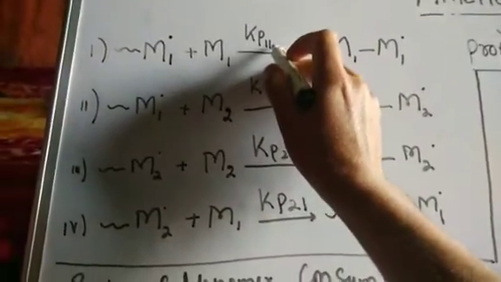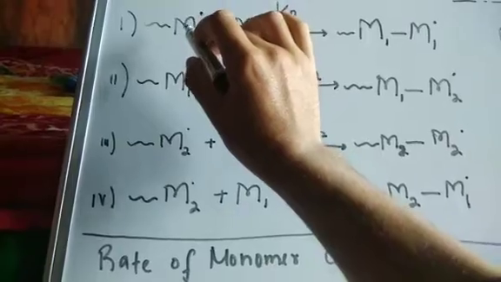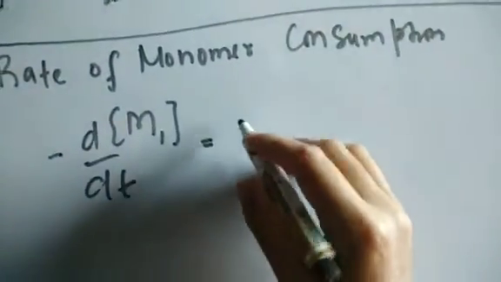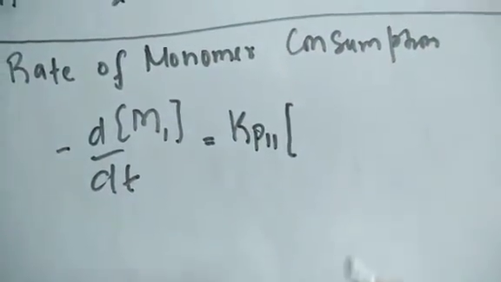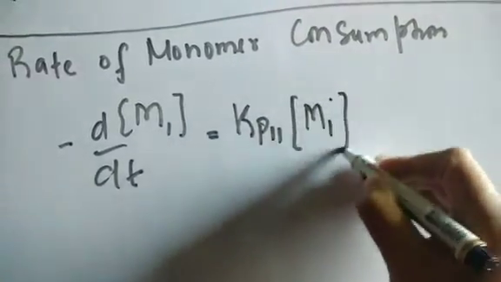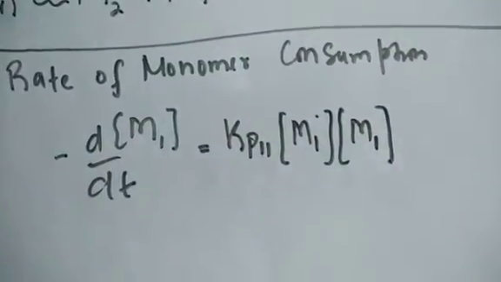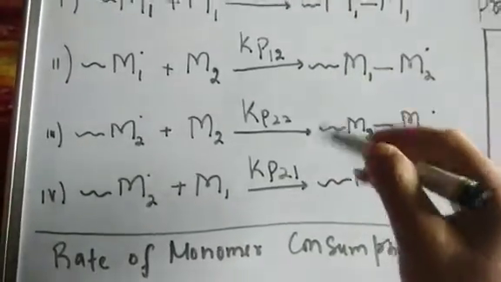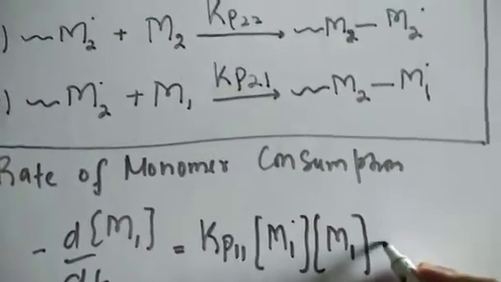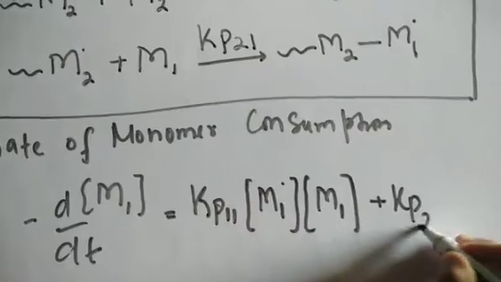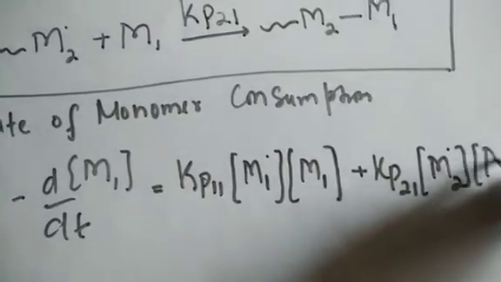So the rate of monomer consumption is basically Kp11 multiplied by the molar concentration of M1 dot, the active site of the chain, and M1, plus Kp21, that is M2 dot, and M1.